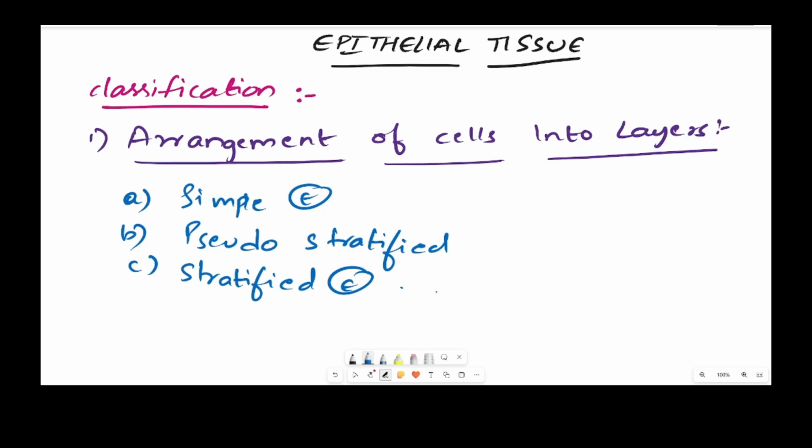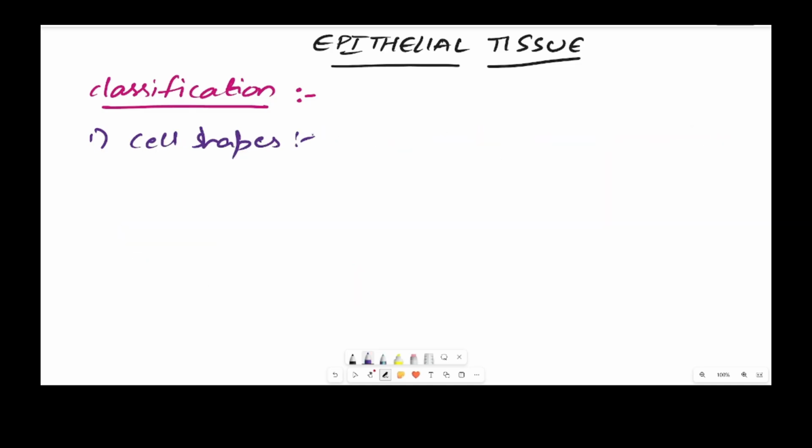So, in the first class, based on the arrangement of cells into layers, we have seen three epitheliums. The first one is simple epithelium, the second one is pseudo stratified, and the third one is stratified epithelium. Now, let's get into the second class. The second class of the epithelial tissue is based on the cell shape.